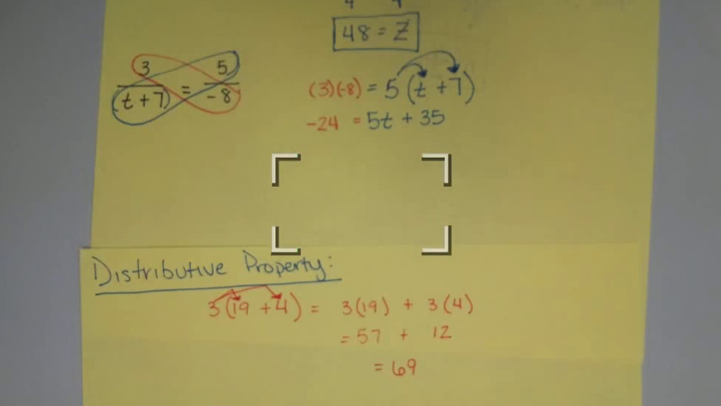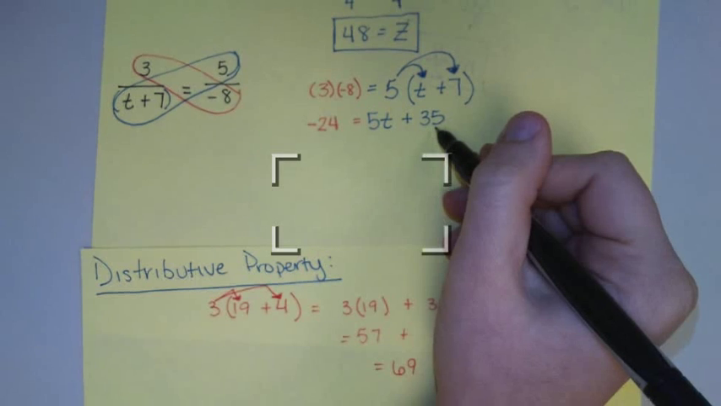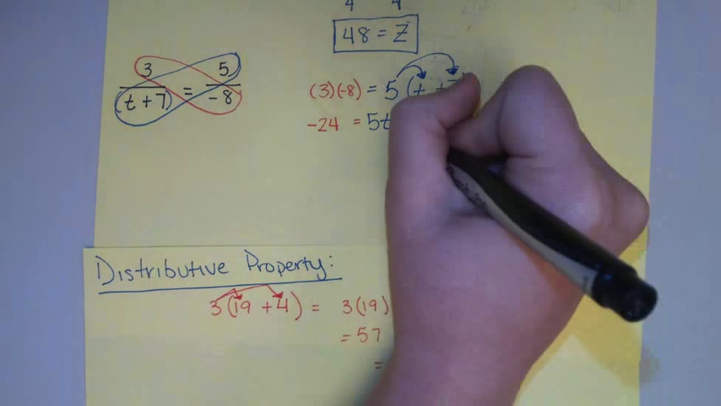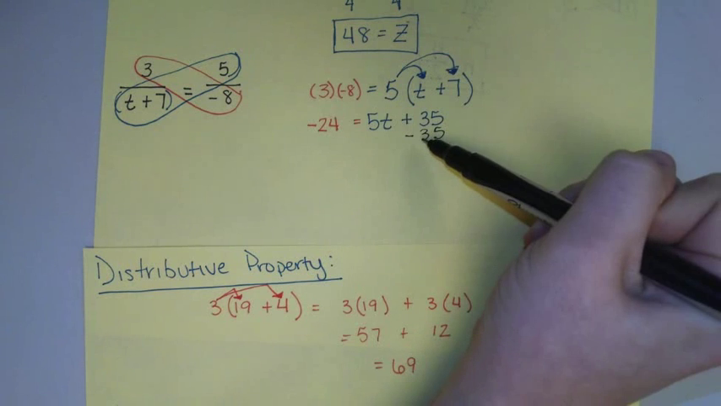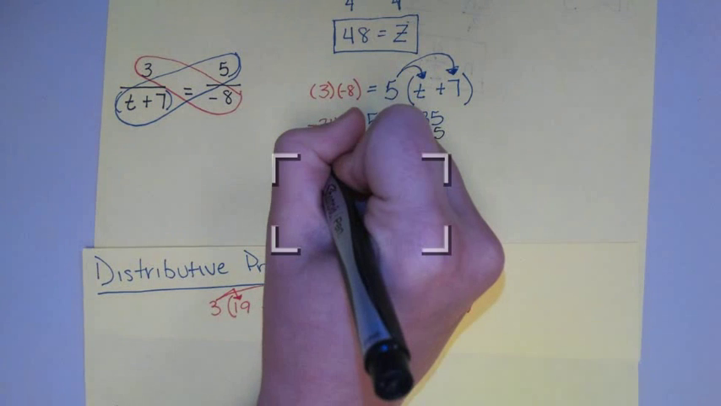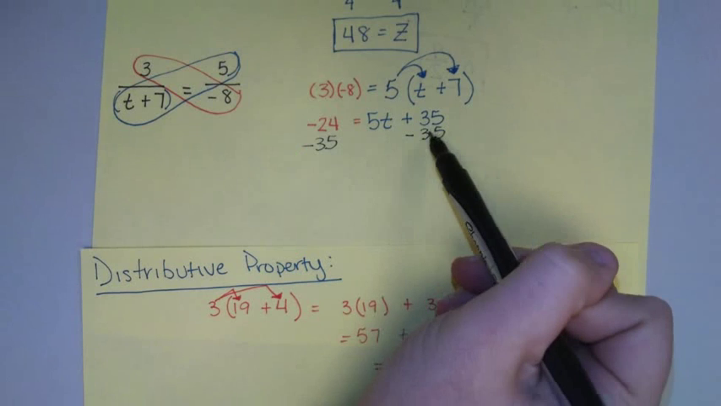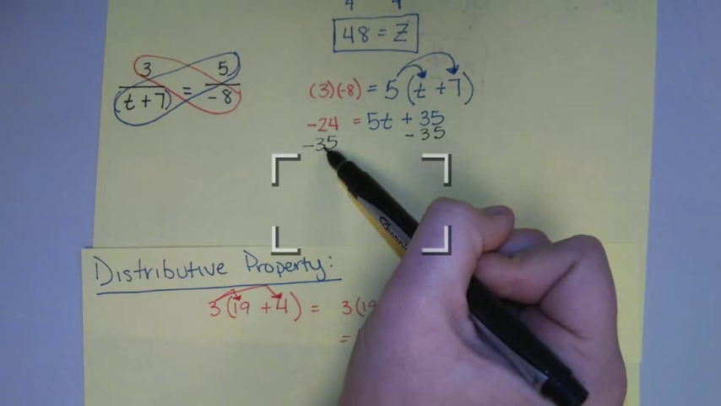So I want to start by working with the number furthest away from my t, which is going to be my positive 35. So how do I get rid of a positive 35? I subtract 35. Now I'm subtracting 35 from this side of the equal sign and from this side of the equal sign. I don't do it to each number, only do it under the number that I'm wanting to cancel out and the number on the opposite side of the equal sign.